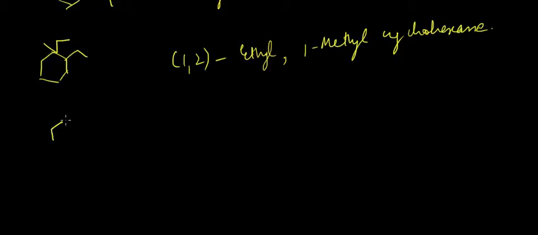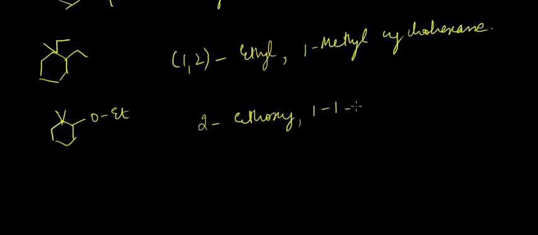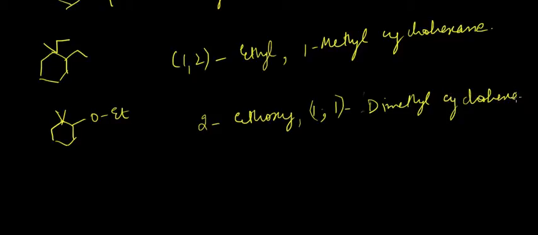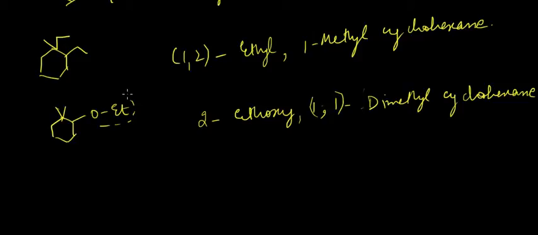If we have something like this, then its name would be 2-ethoxy 1,1 dimethyl cyclohexane. So I hope you remember that for the ether functional group we add a prefix like alkoxy. In this case, the alkane part was eth, so it is nothing but ethoxy.